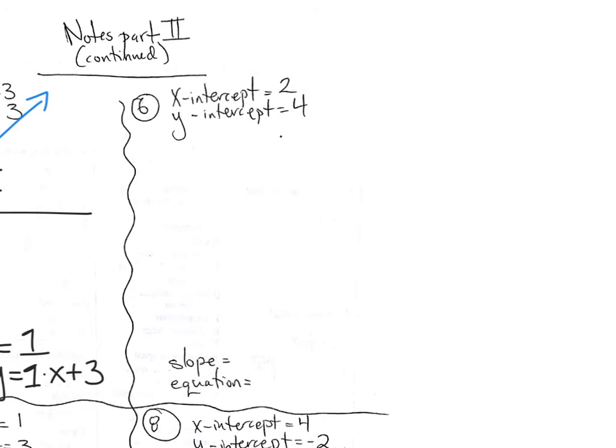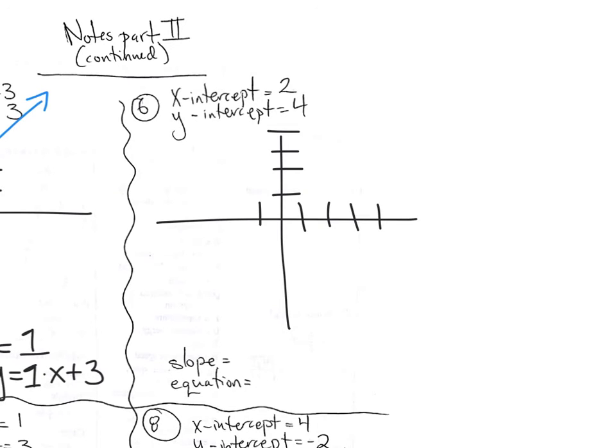So let's take a look here. The x-intercept is 2 and the y-intercept is 4. Nice even numbers. Really like that. So here's our x-intercept of 2, and here's our y-intercept of 4. It's not a very straight line. Okay, and here's our nice straight line between them, so that's our graph.